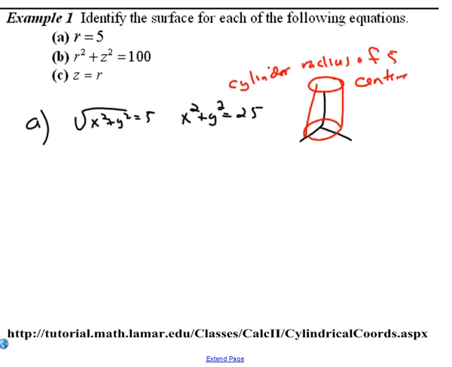Centered on the z-axis. All right, if we look at B, r squared plus z squared equals 100. Well, again, r squared is the same as x squared plus y squared, and then plus z squared is 100.